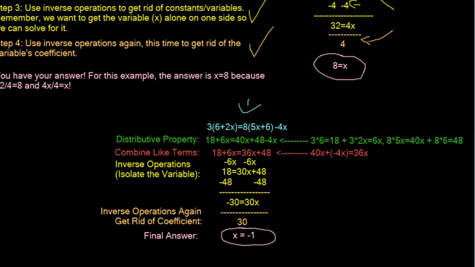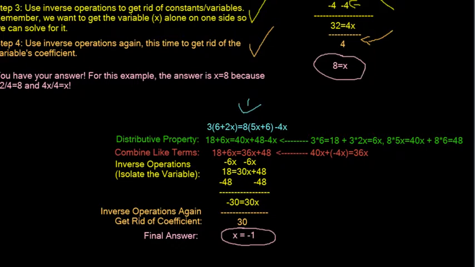Now combine like terms to simplify the equation even further. 40x and negative 4x are like terms so you can simplify the equation to 18 + 6x = 36x + 48. Now it's a simple and normal equation. Follow step 3 and use inverse operations. Subtract both sides by 6x to get 18 = 30x + 48 and then subtract both sides by 48 to get -30 = 30x.